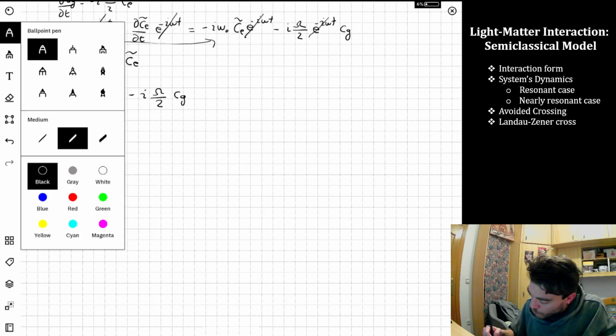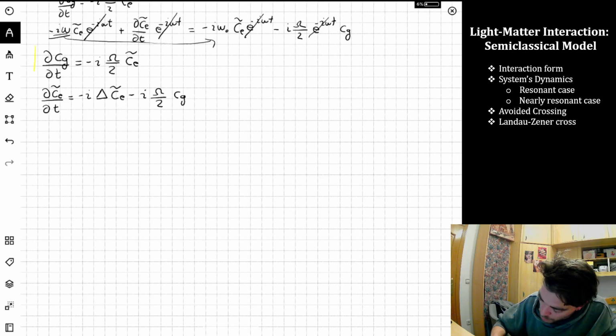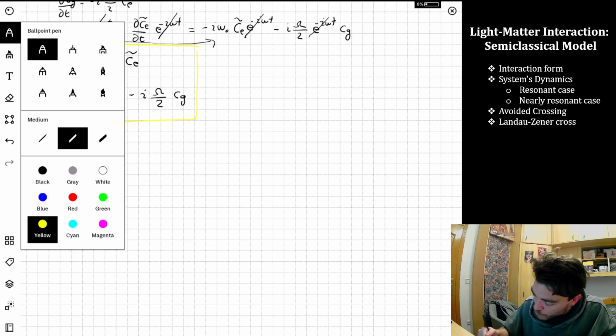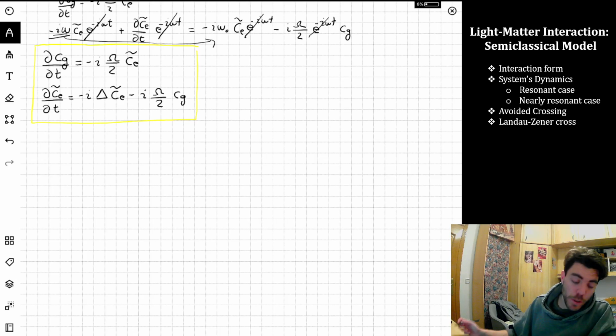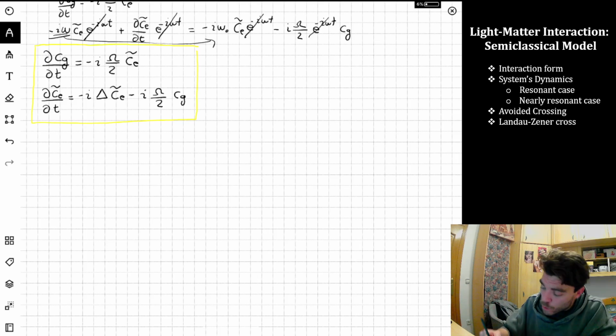And these are the equations of motion, which are partial derivatives that are coupled between the two coefficients that define any quantum state. So this will tell you the dynamics of any quantum state under certain initial conditions for the coefficients. So we have to say how the atom starts, then apply the field and see what happens. And these equations are telling you what happened. And now we can differentiate two scenarios.